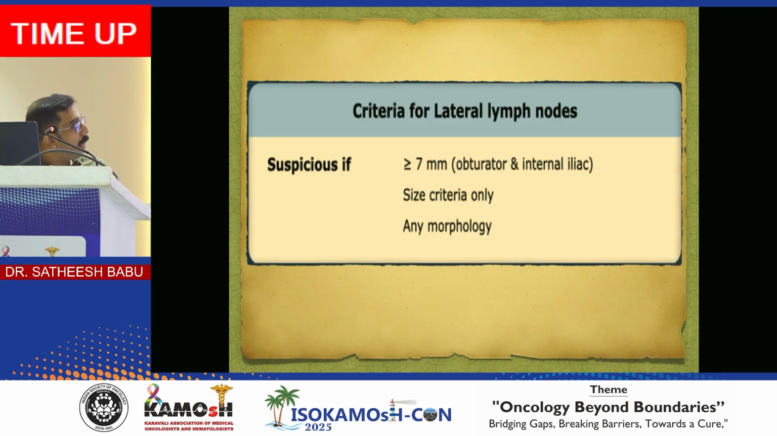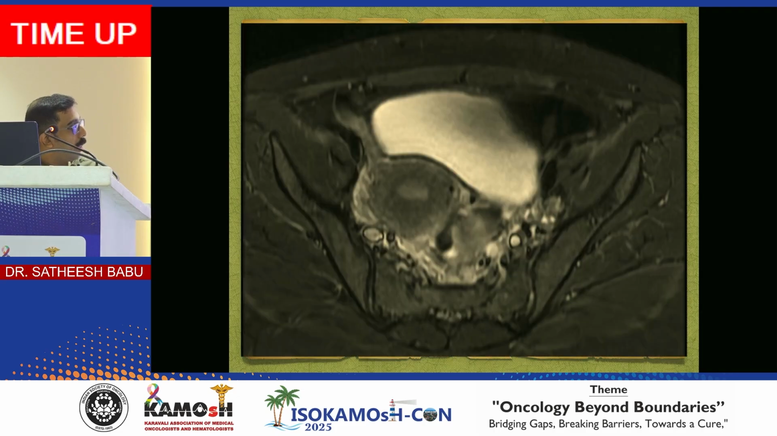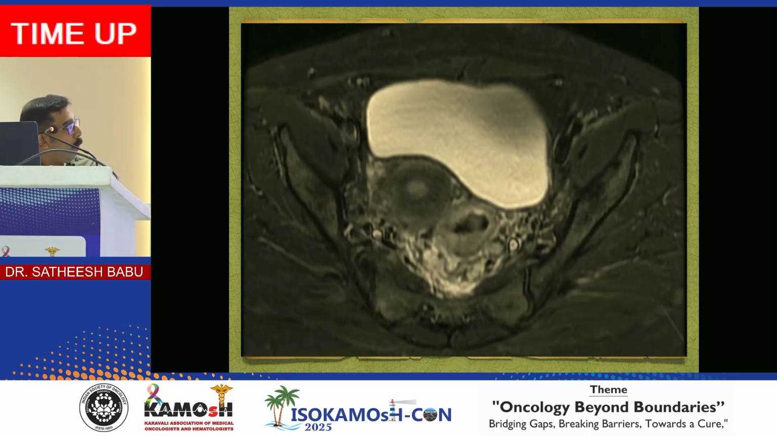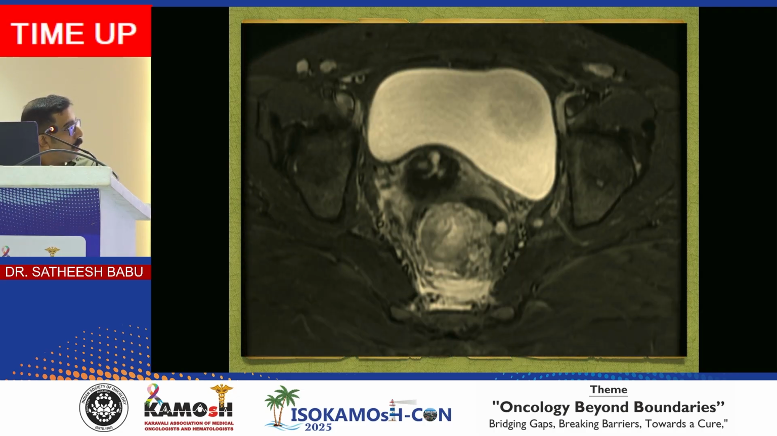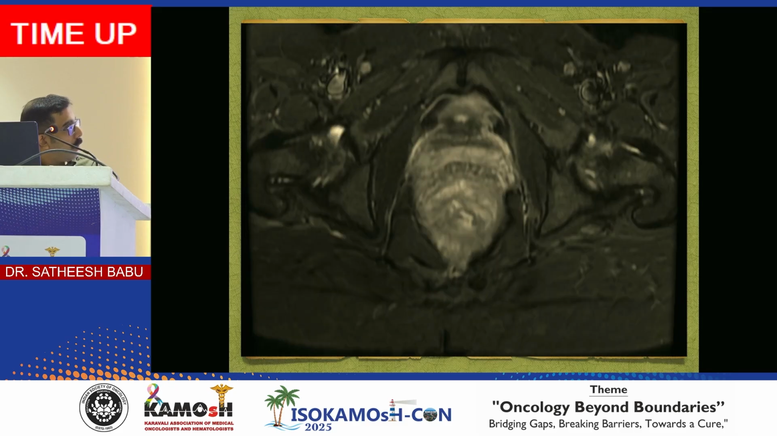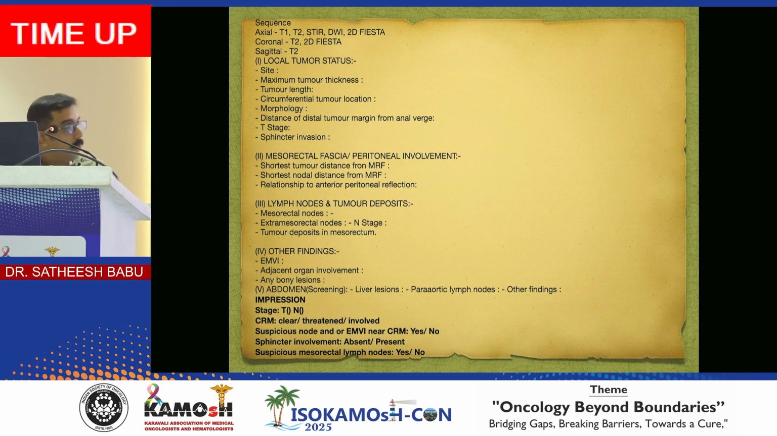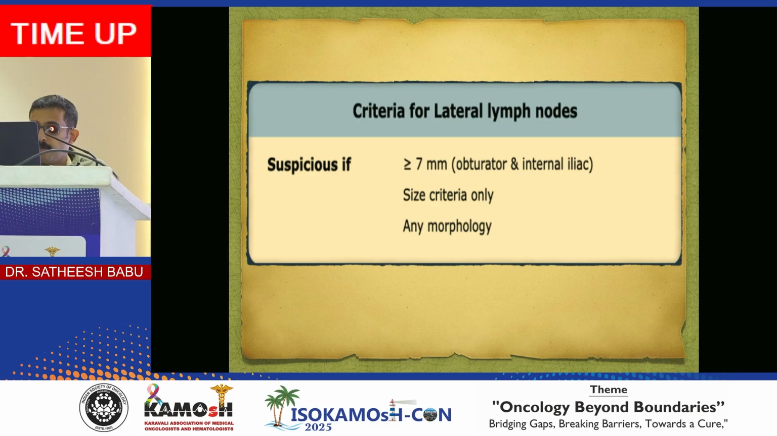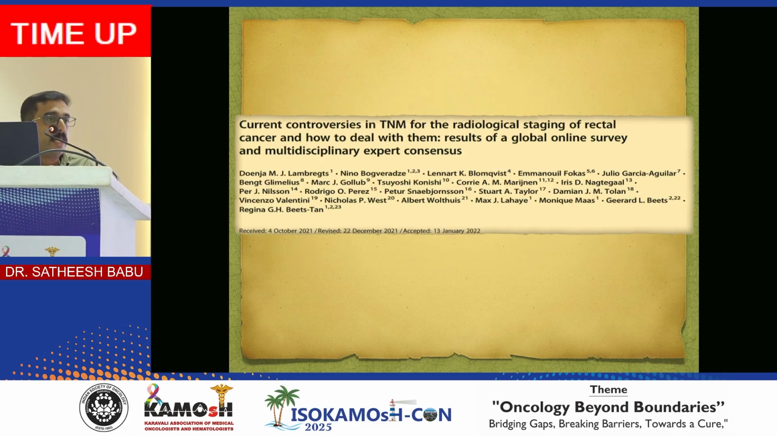So this was the one which I was telling, the criteria for the nodes, especially the lateral nodes, more than 7 mm. So only the size criterion is used for these lateral nodes. And some of the controversies in this TNM staging, like whether it is obturator nodes or internal iliac nodes, were defined in this paper. If you draw a line lateral to the lateral wall of the internal iliac artery, anything coming lateral is taken as obturator node, and medial is taken as an internal iliac node.